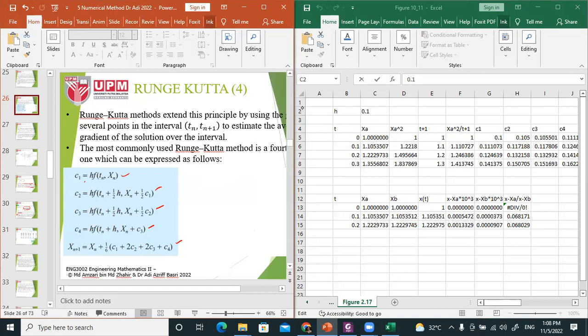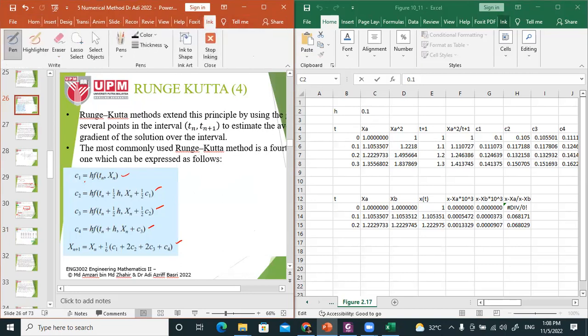Your function in this question is dx over dt equal to x squared divided by t plus 1. So this is your main function. In order to calculate the XA, you need to calculate C1 and the rest. We start with the first step, where t is 0. So XA is automatically 1 based on the initial value.